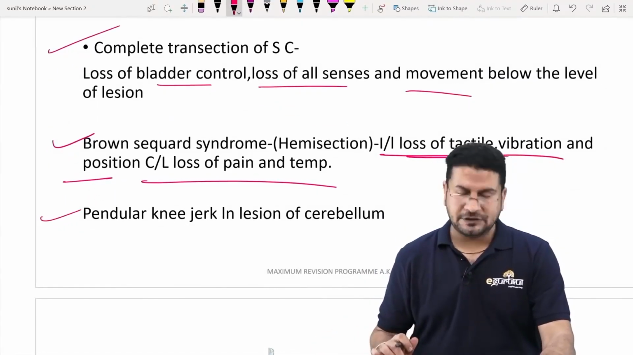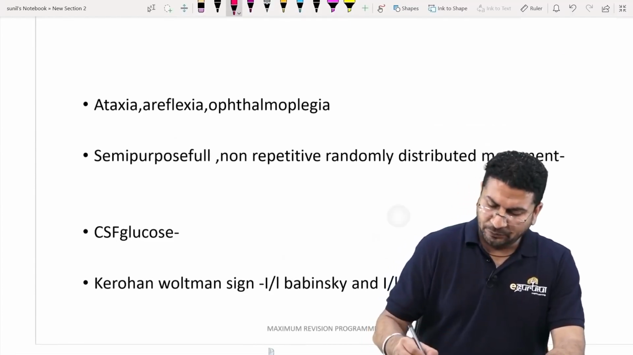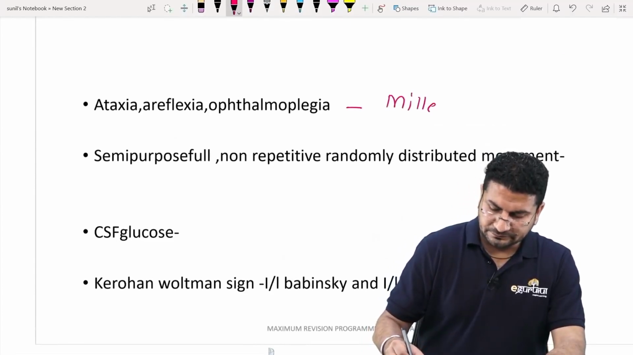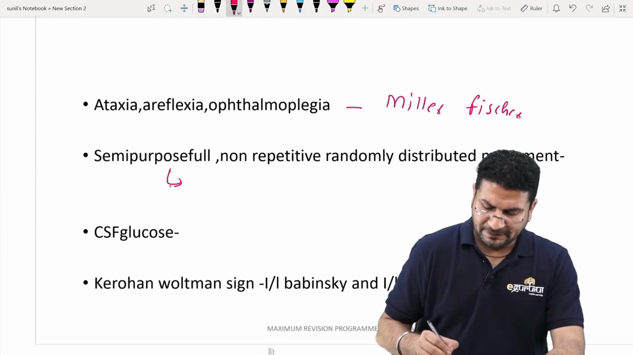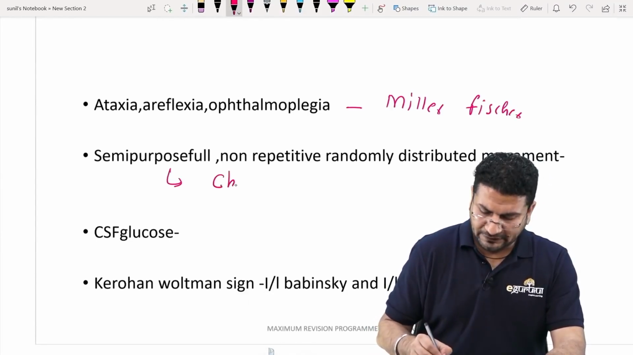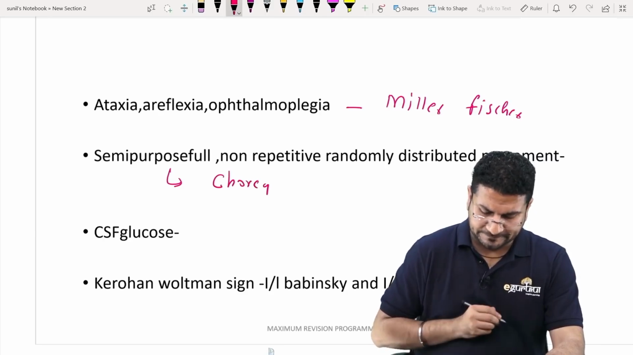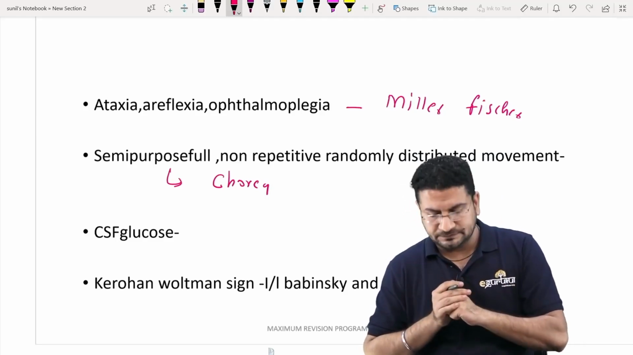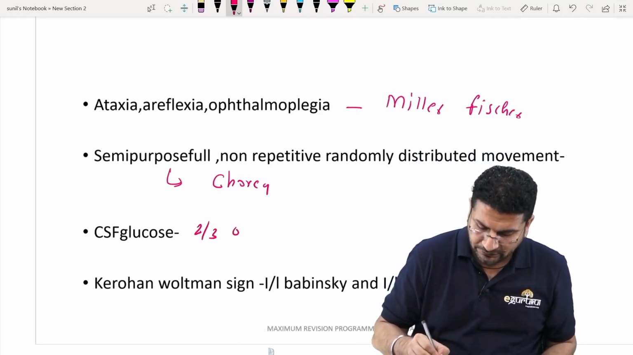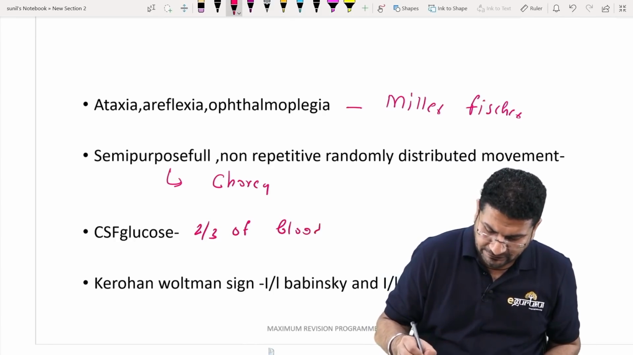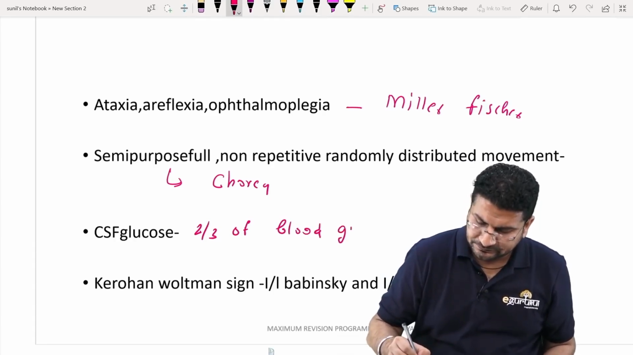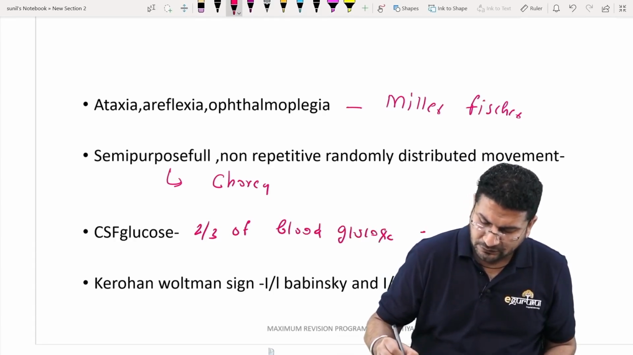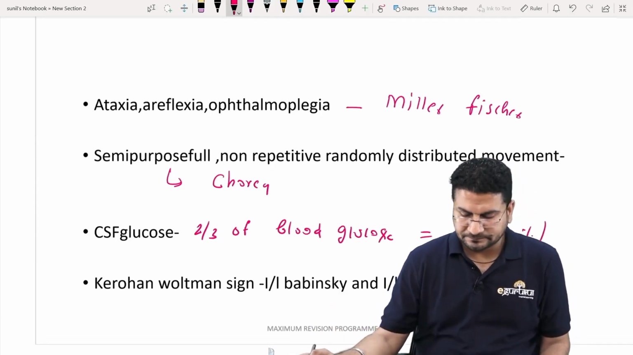Pan-cerebellar lesion. Ataxia, areflexia, ophthalmoplegia, where you will see Miller-Fisher. It is seen in Miller-Fisher syndrome. Semi-purposeful, non-repetitive, dynamic distributed movements are called chorea. These are chorea. CSF glucose, understand this. CSF glucose is 2/3 of blood glucose, which will be 66.66%, so this is almost equal to 60 to 80%.